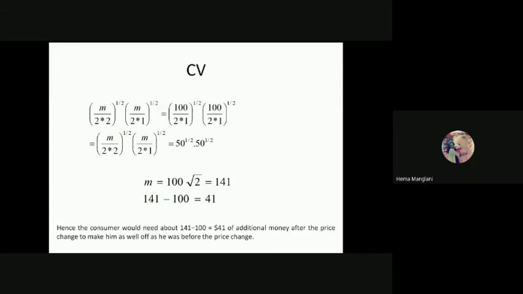The consumer requires this 141, the total income, to reach the level of E2. So 141 minus 100, how much does the government have to incorporate? That is 41, or 41 dollars. It's the additional money required by a government to intervene for this consumer whenever there is a price change in the economy. Is that clear, you guys?